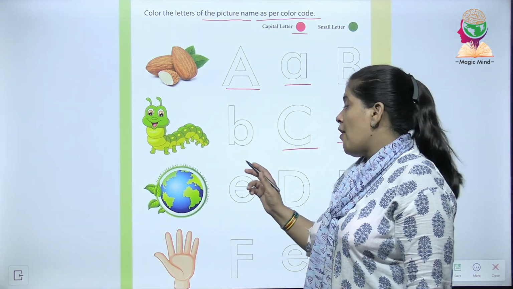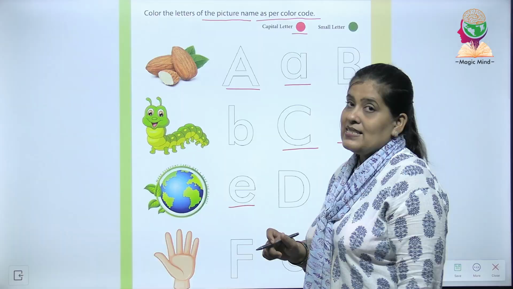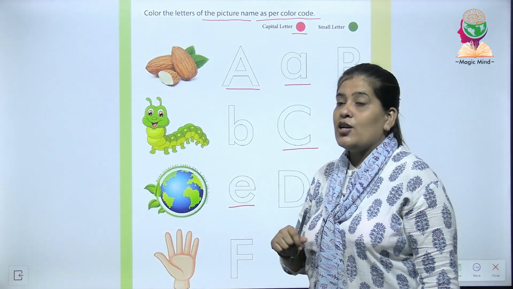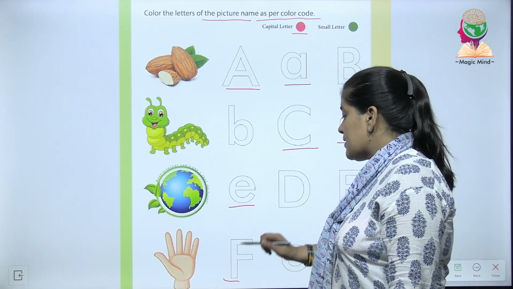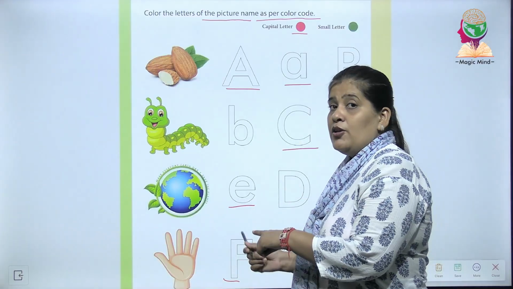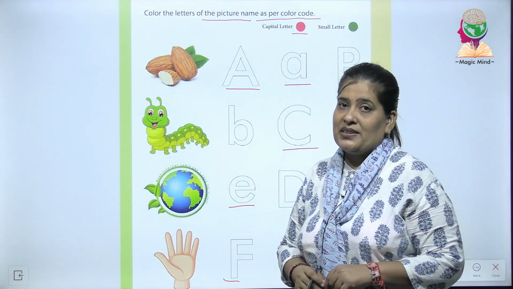This is a picture of earth. E for earth and this is small letter E. You have to color as per the given color code. F for finger. This is capital F and this is small letter F. Same, you have to do color as per the given color code.